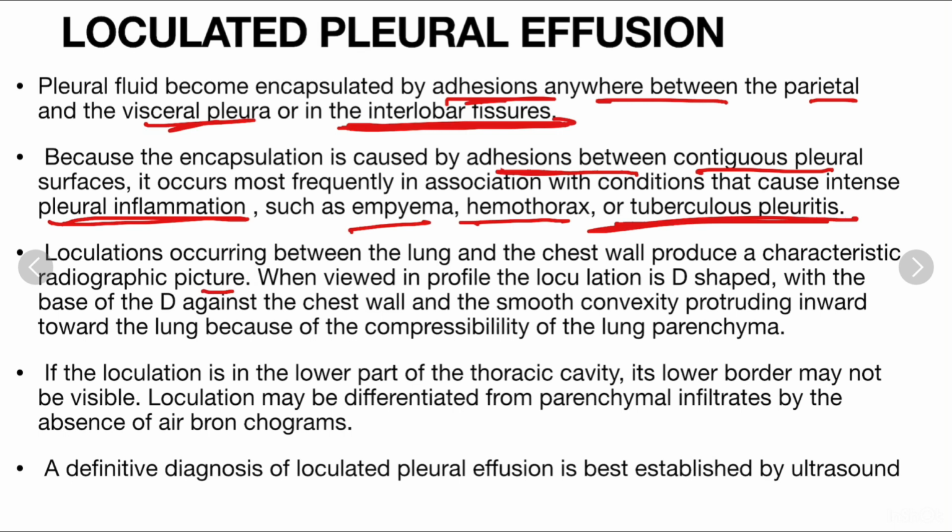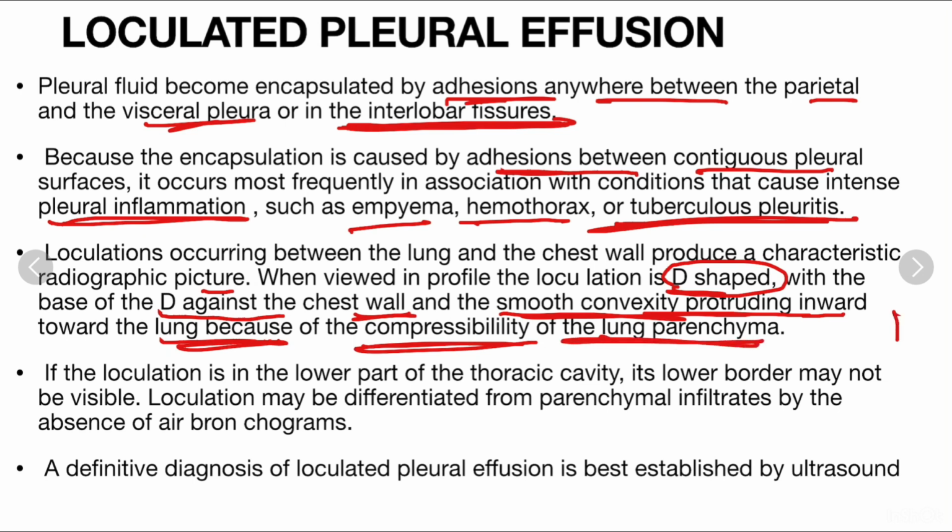When viewed in profile, the loculation is D-shaped. It is usually D-shaped, with the base of the D against the chest wall and the smooth convexity protruding inward toward the lung because of the compressibility of the lung parenchyma. So the base of the D is on the chest wall, and the convexity is toward the lung surface.